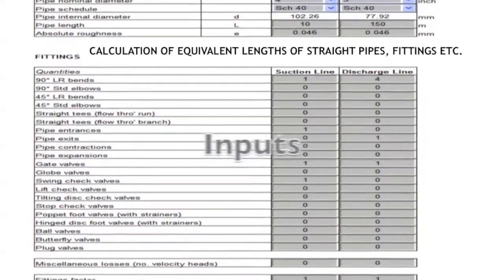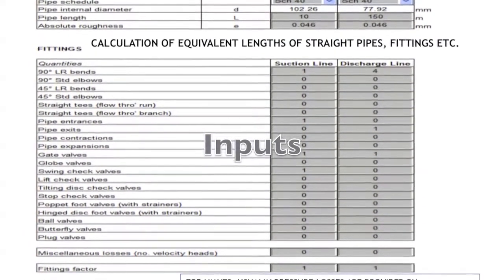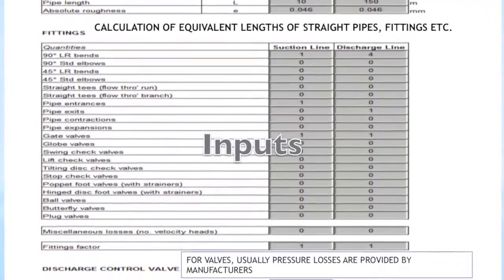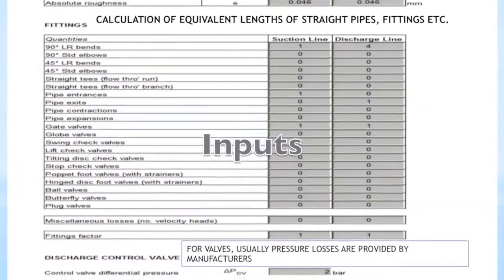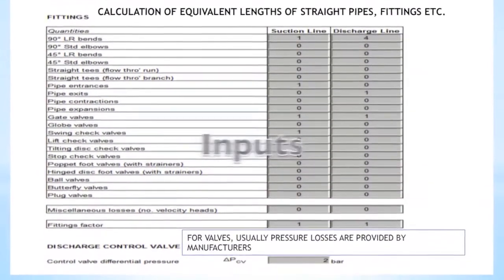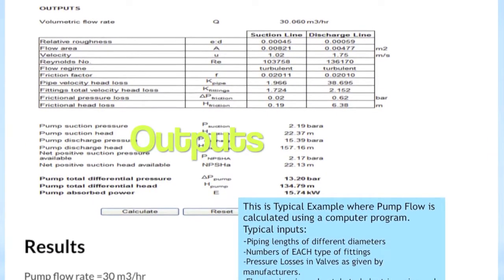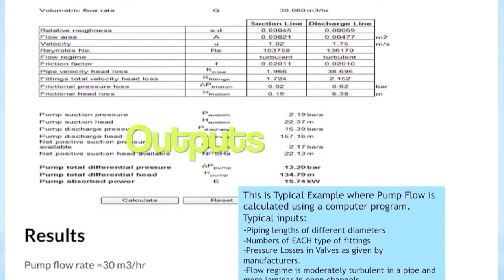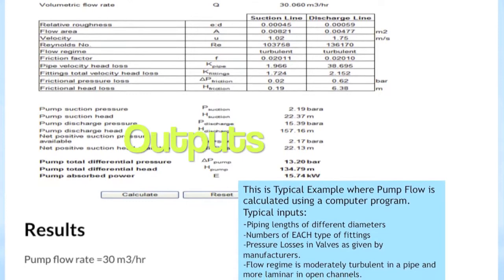The inputs were the piping lengths of different diameters. Then we listed the fittings. We put the pressure loss values of the valves as given by the manufacturers. We said that the fluid regime was turbulent, and what we get as outputs is the frictional head losses in the pipes and fittings in the various piping sections, and we get what we were looking for.